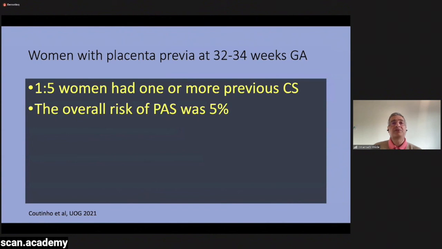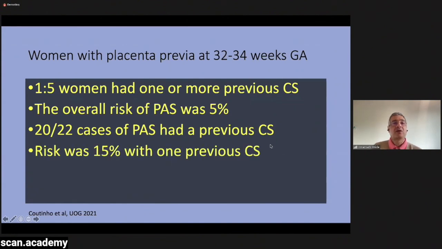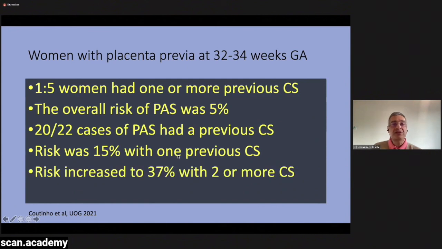The overall risk for placenta previa spectrum in these women, where placenta previa is diagnosed at 32 to 34 weeks, was about 5% overall across the board. We know that 20 out of 22 cases of placenta previa spectrum had a previous cesarean section. In this group, the risk for placenta previa spectrum, if a woman has had a placenta previa and 1 previous cesarean section, is 15%. That risk increased to 37% with 2 or more cesarean sections.